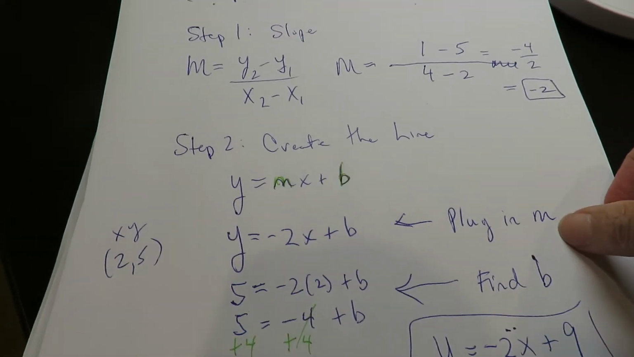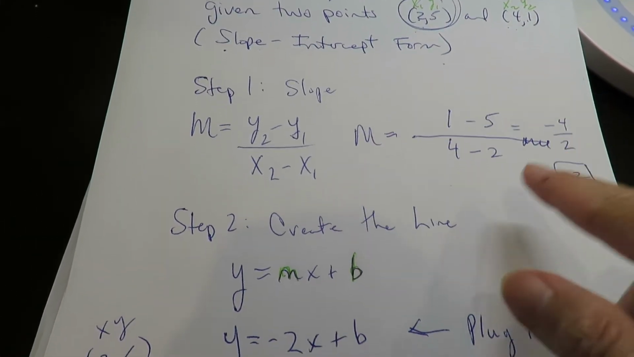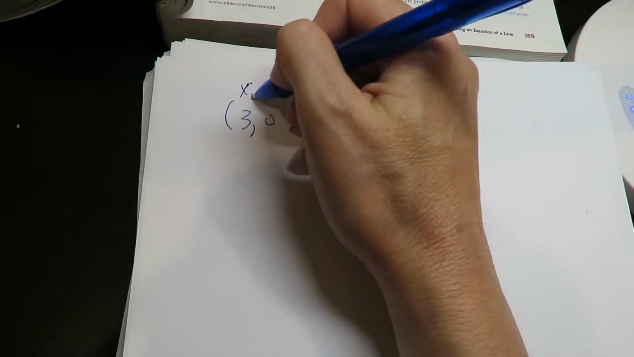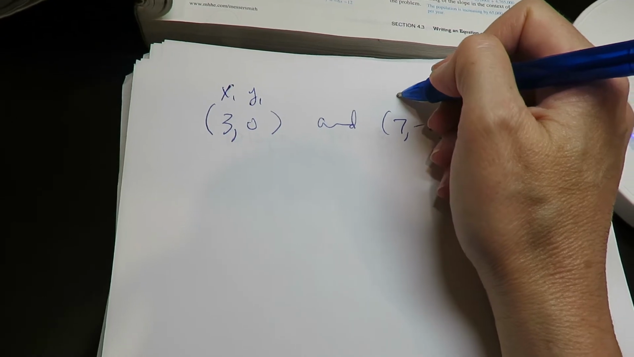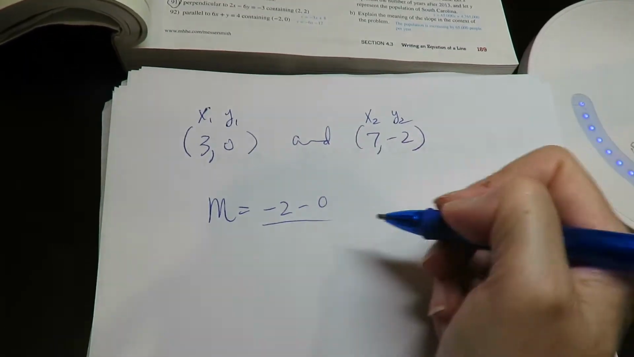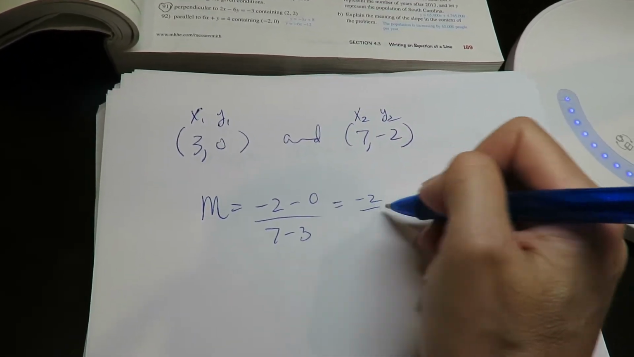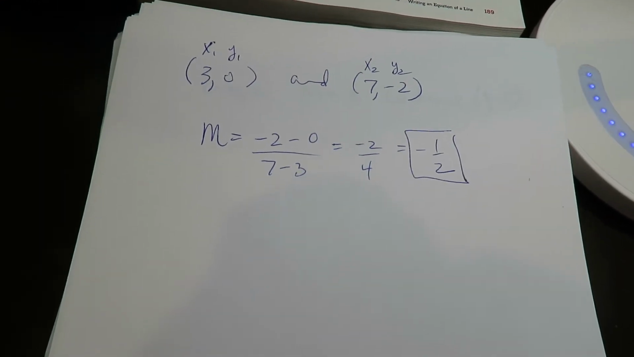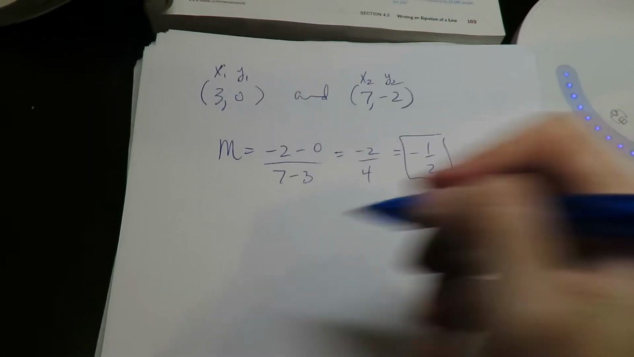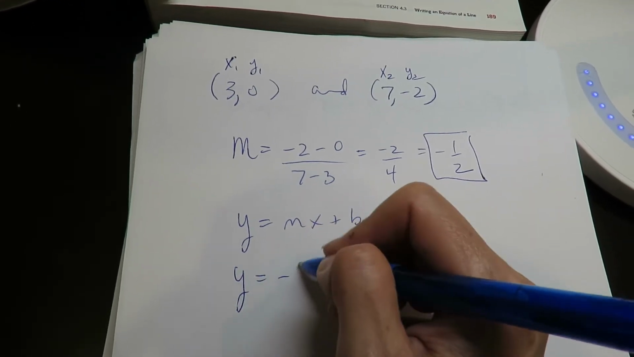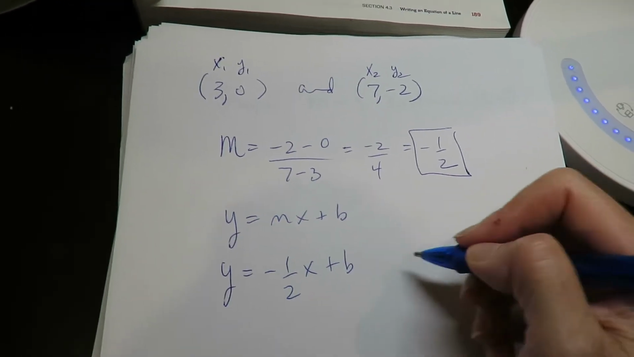I had done this first example with you where I showed you step 1 was to find the slope and step 2 was to create the line. I'm going to just do one more like that and then we will do some more varieties. Okay, so again, step 1 is to find the slope. For this example, the slope is -1/2. Step 2 then is to create the equation of a line. My m, as we said, was -1/2. Now I just have to find the b.